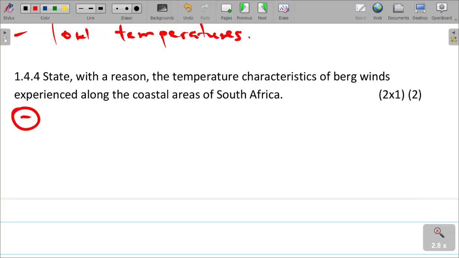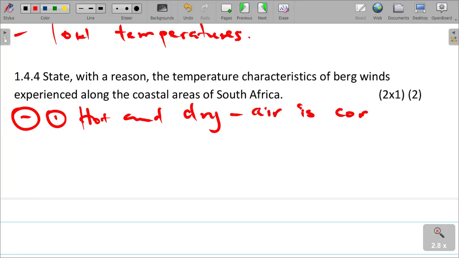We are saying characteristics, state with reasons. So now, berg winds, one, we have got a hot and dry wind. The wind is hot and dry. The reason is because the air is compressed and warms adiabatically because of friction.